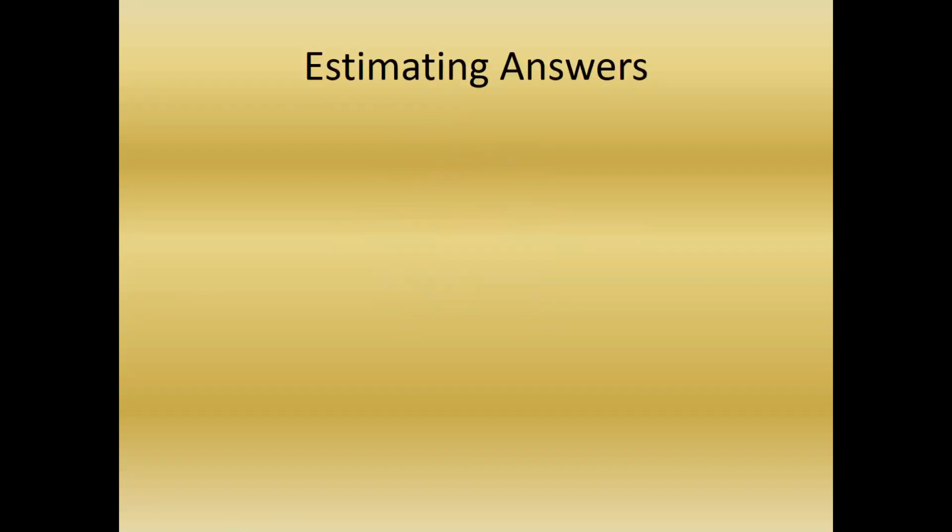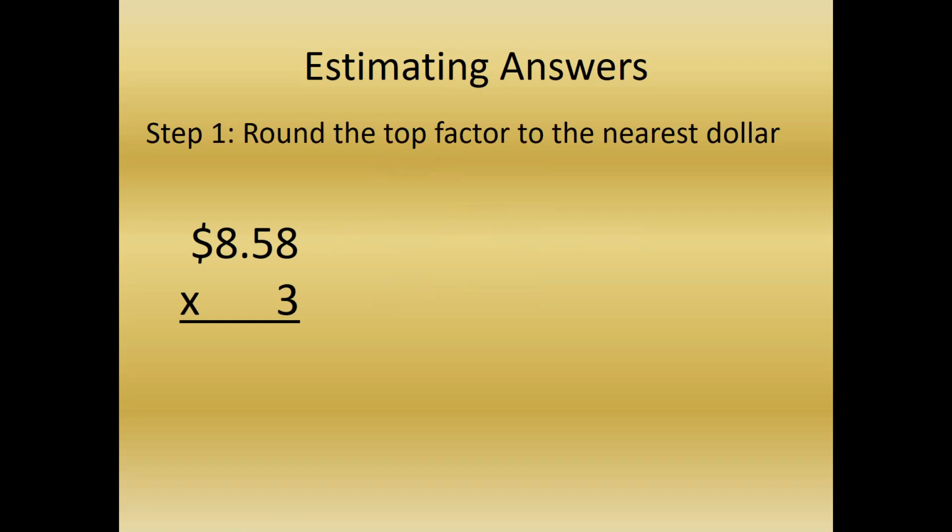All right, now we're going to talk about estimating our answers with money. So we have $8.58 times 3. Step number 1 is to round the top factor to the nearest dollar. So $8.58, we have to round to the nearest dollar. We have to look at the 5 in order to get it. Does 5 round up or down? It rounds up. Good job. So that means $8.58 will become $9. So $9 times 3 is what we have to figure out now.